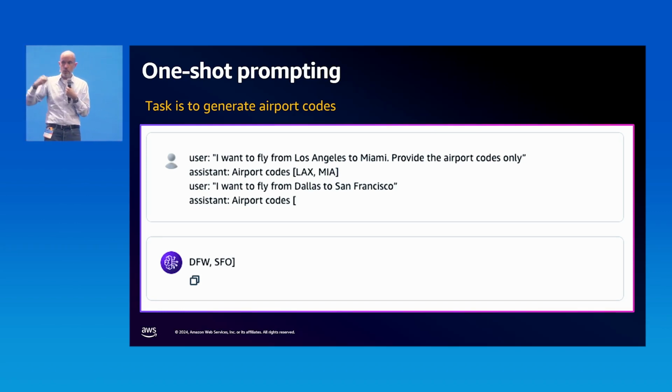So this is an example of one-shot prompting. We give the model one example and use that to illustrate what we are looking for, so that the model is kind of guided into giving us the right kind of response we're looking for.